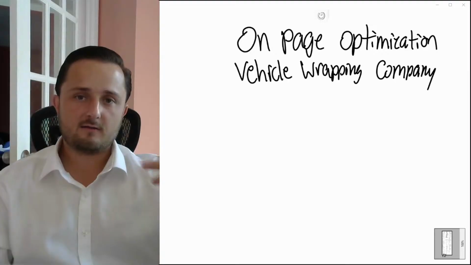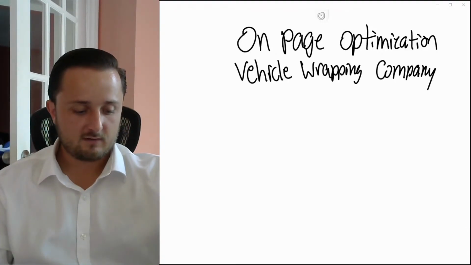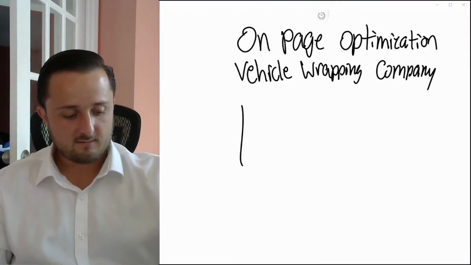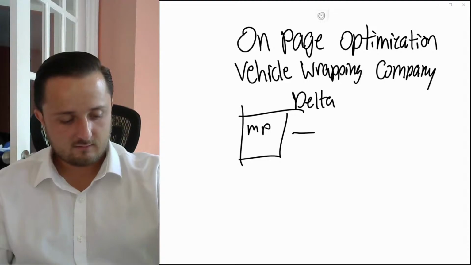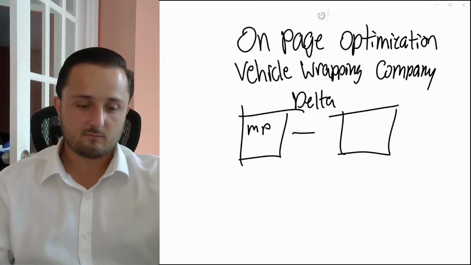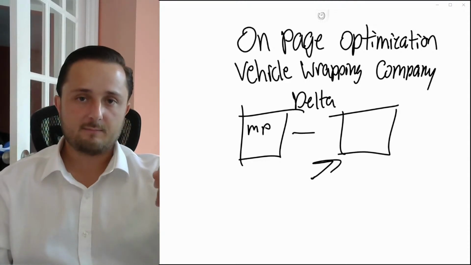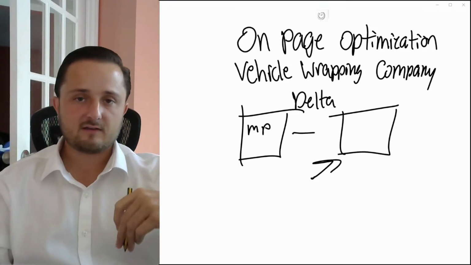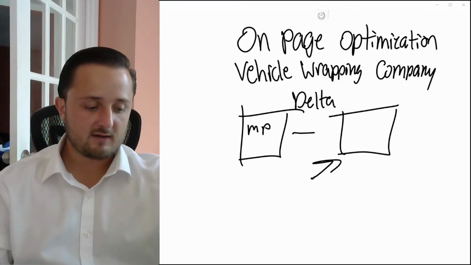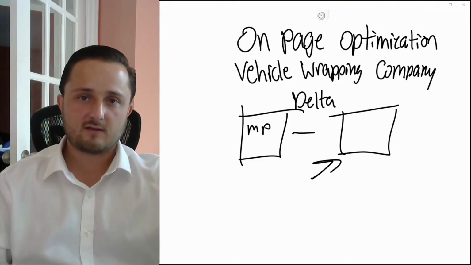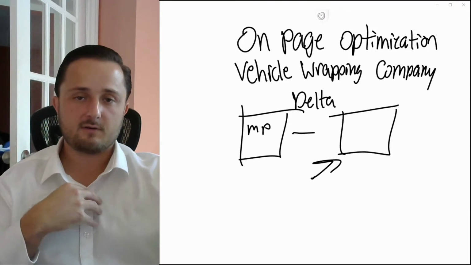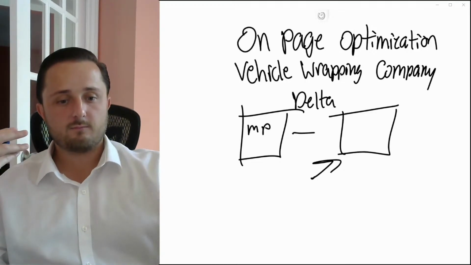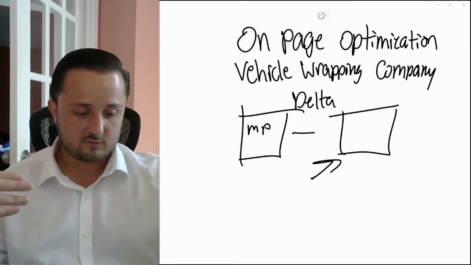So for doing the on-page optimization for a vehicle wrapping company, what I'm going to look at is my money pages that I want ranking in Google. What is the difference, or what is the delta, from preventing these from ranking in search? I'm going to compare how many times they're using the keyword on page, and how many times they're using entities, LSI words, keyword variations. So if I was doing this for my own vehicle wrapping company website, or for my clients, this is what I would do.